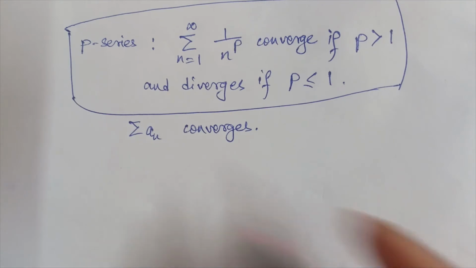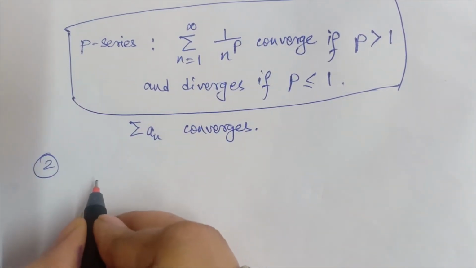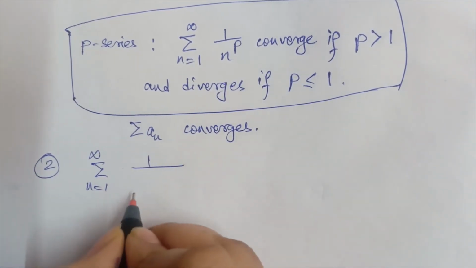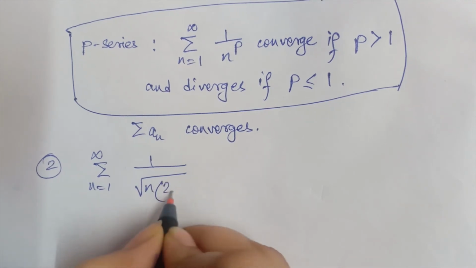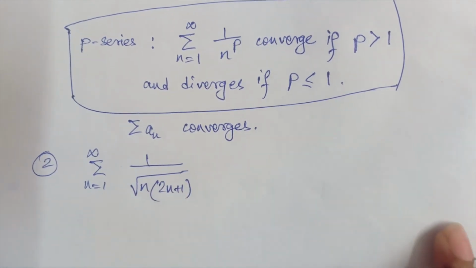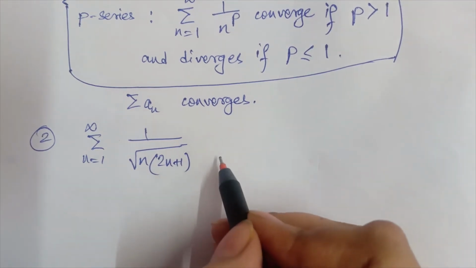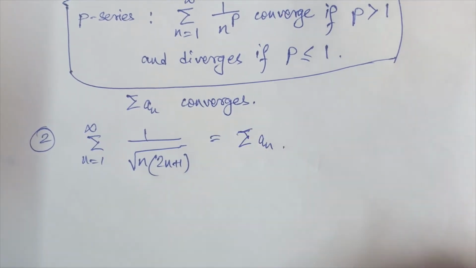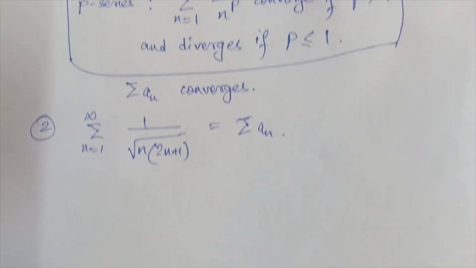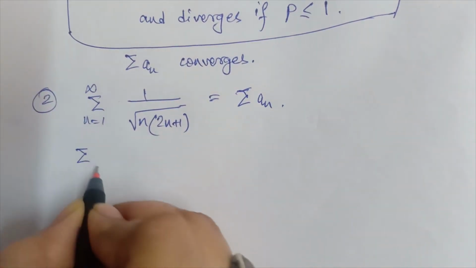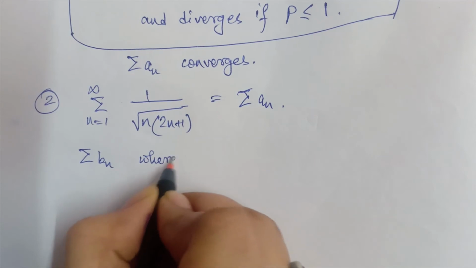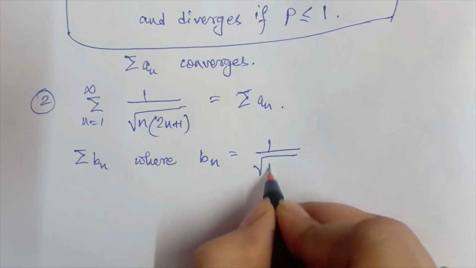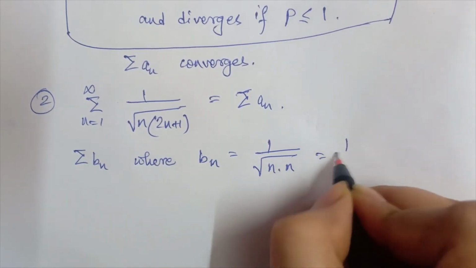Now the second series is summation n equals 1 to infinity 1 by root over n into 2n plus 1. We need to check whether it diverges or converges. So we will take this series as an. Comparing it with bn, where bn equals, from here we can take 1 by root over n into n, which is 1 by n.